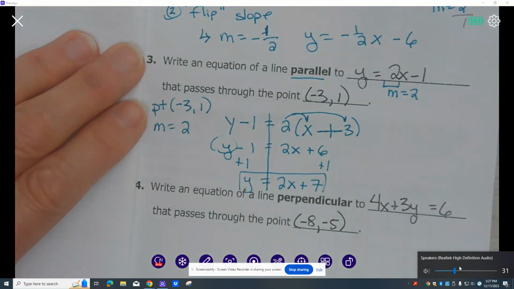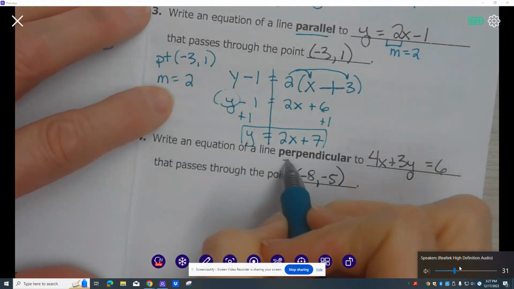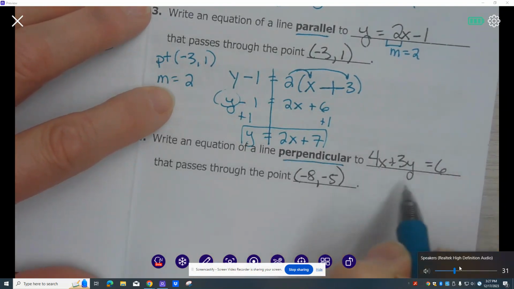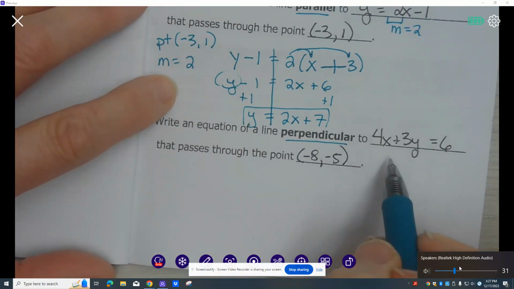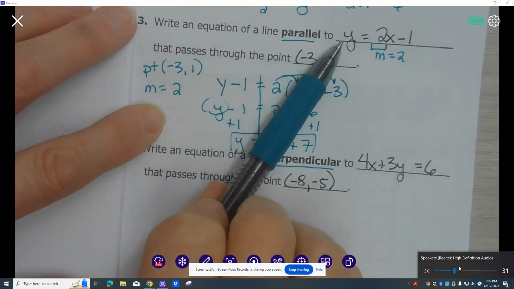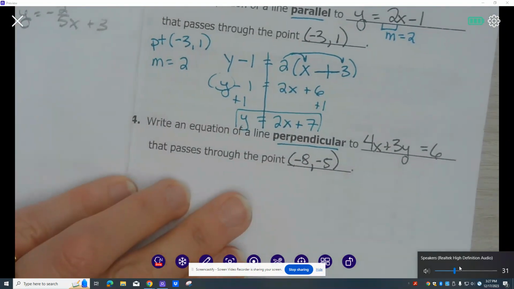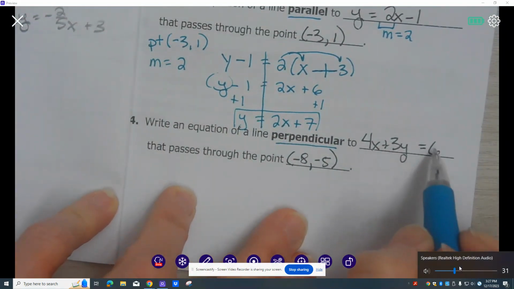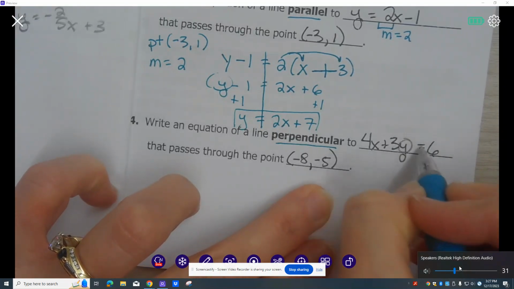All right, so make sure that is in your notes. All right, the next one, write an equation again for a new line that is perpendicular to this line. Ooh, we got a little problem here. This line is not in slope-intercept form. Notice this one had y by itself. This one doesn't. So the first thing I need to do before I can find the slope of this line is solve that for y. I need to get y by itself.